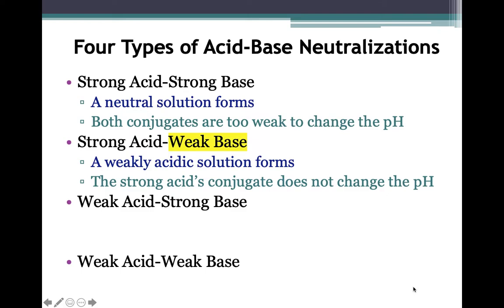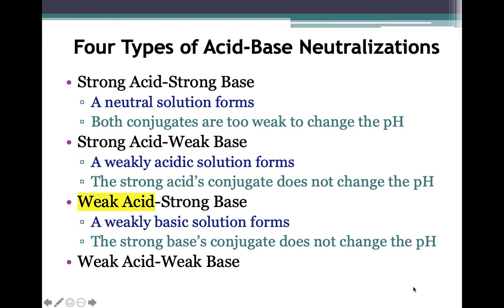So when we have a strong acid and a weak base, the weak base is now going to control our pH after the reaction is over. And that weak base will create a weakly acidic solution. The strong acid's conjugate base does not contribute to the change in pH at all, because the weak base forms a conjugate acid, and that acid can then donate some hydrogen ions into solution.